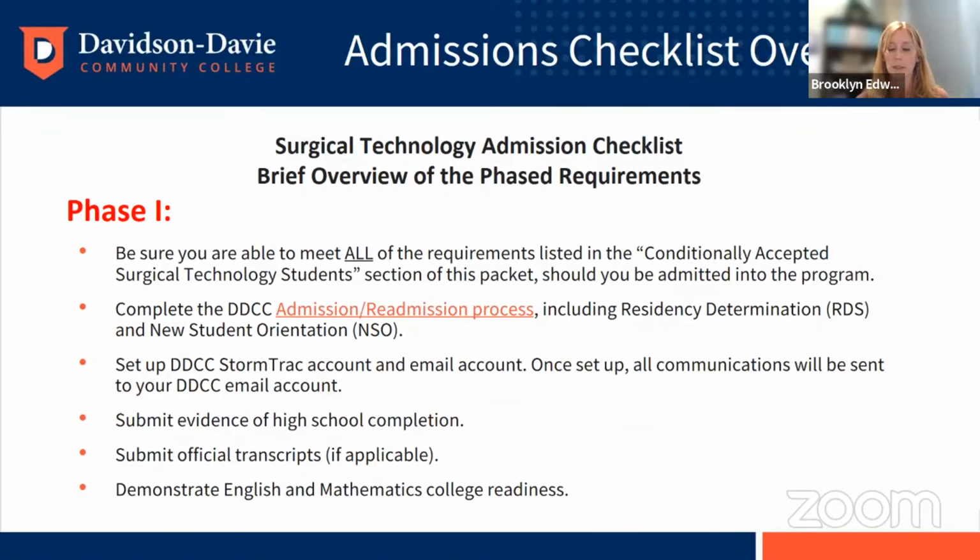There are different phases to the application process with surgical technology. The main one basically is picking up the application packet and reviewing it. Make sure you've read over everything in that packet. It's very extensive, so don't let it overwhelm you. There's a lot of information there, but there's a lot of information there for a reason. We want to give you all the directives that you need to properly apply for the program.